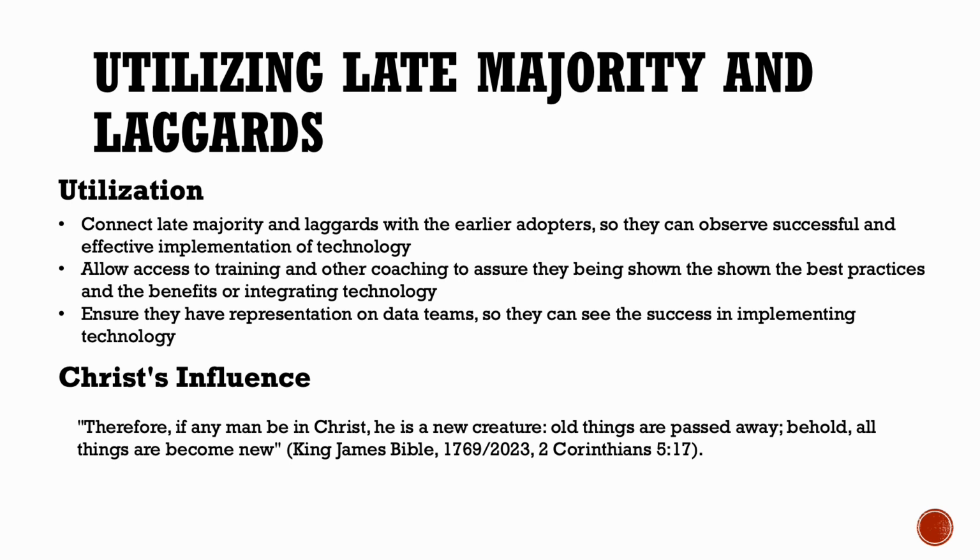They're making sure that the late majority and the laggards have all the support that they need to ensure that they are utilizing this technology to the best of their abilities in their classrooms. And they'll ensure that they have representation on data teams so they can see the success in implementing the technology. So having a late majority or a laggard in on a data team to see how the data is actually changing with the implementation of the technology to show the success and how it is effectively working and how students are effectively learning.